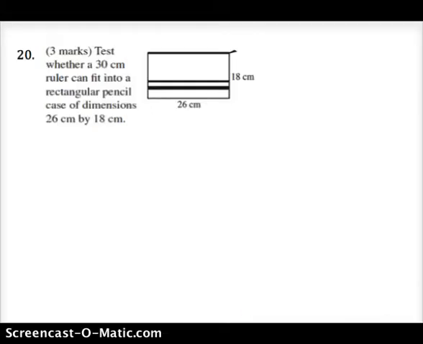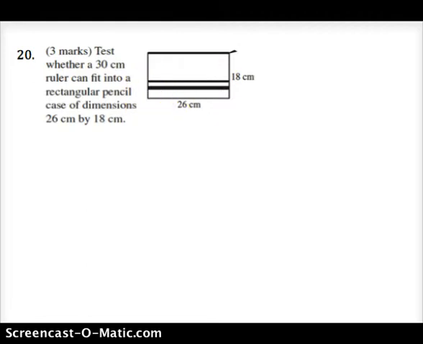Okay, we're now looking at question 20. Now the questions are starting to get a little bit trickier. And the first question is to test whether a 30 centimeter ruler can fit into a rectangular pencil case of dimensions 26 centimeters by 18 centimeters. Now obviously the 30 centimeter ruler cannot sit flat down the bottom.